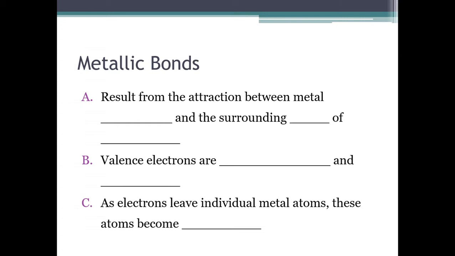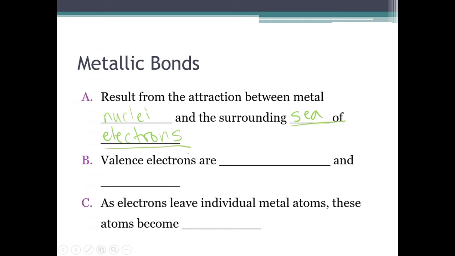All right, our next type of bonding is metallic bonding, metallic bonds. These are a little different than ionic bonds. These result from the attraction between metal nuclei, so the nucleus of many metal atoms, and the surrounding sea of electrons. So this is a vocab term, a sea of electrons.